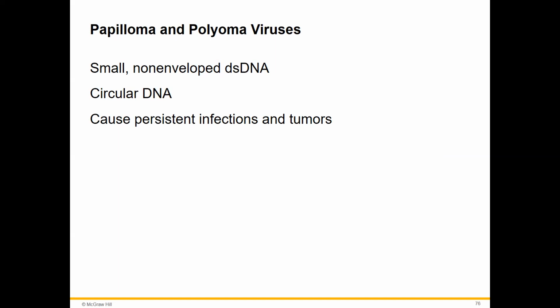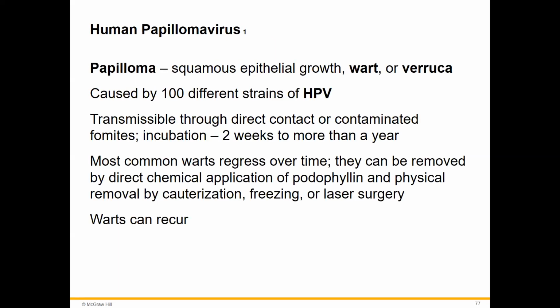Papilloma or polyomaviruses, these are smaller, they're non-enveloped, double-stranded DNA. They can cause persistent infections and tumors. We think of human papillomavirus, HPV. We can see growths, warts, or verrucas with this. There's hundreds of different strains of HPV. Obviously, some strains are more associated with cancer, cervical cancer, than others. Over time, a lot of these will regress if they do grow into warts, or it will clear on its own, but sometimes it won't.